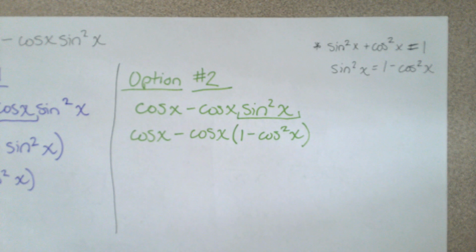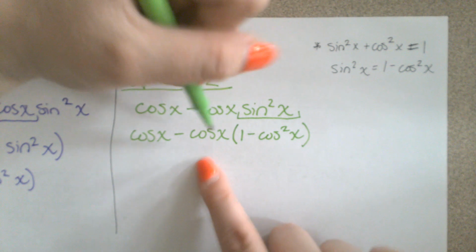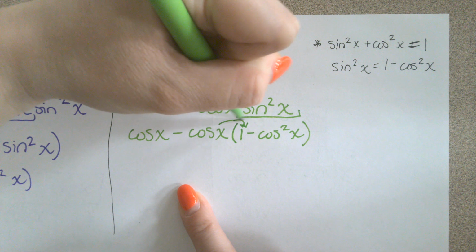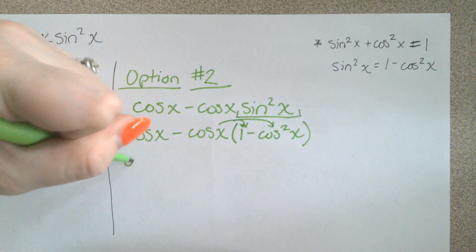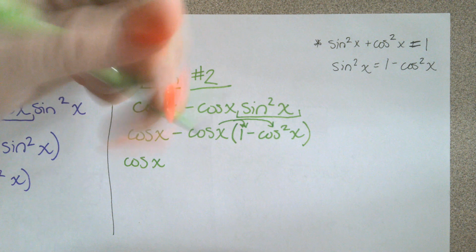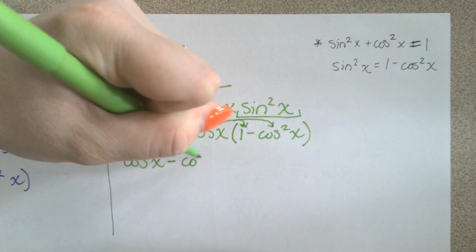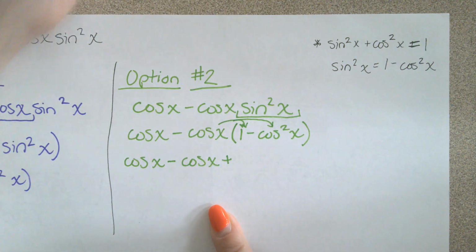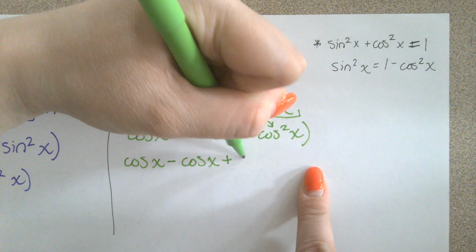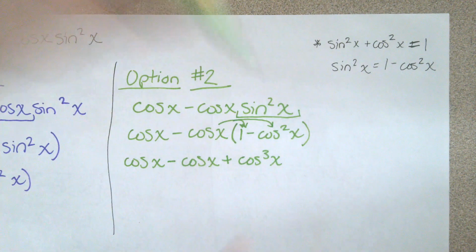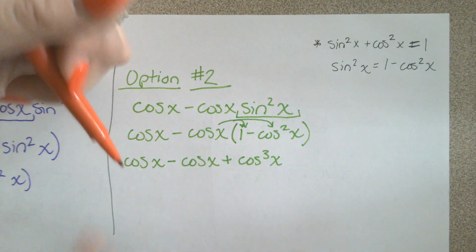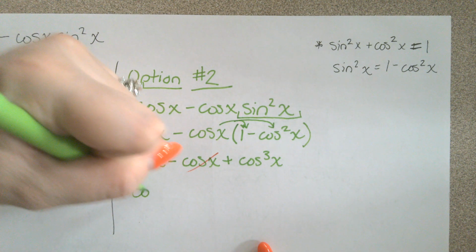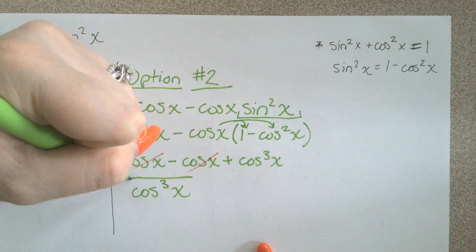And then we have a little bit of algebra to do. We can distribute the cosine into the parentheses. So we get cosine of x minus cosine of x. Careful, minus, minus, that's a plus when you multiply them. Cosine times cosine squared is cosine cubed. And then what's nice is we got a cosine minus cosine. Those do cancel. And we're left with our final answer, cosine cubed x.